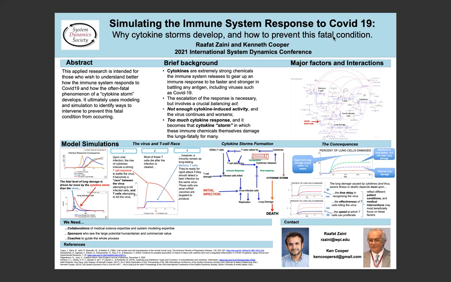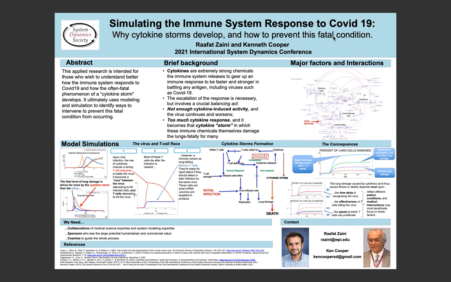So, what are cytokines? Cytokines are strong chemicals the immune system releases to gear up an immune response to be faster and more robust in battling any antigen, including viruses such as COVID-19. The escalation of the response is needed. However, if there are not enough cytokine-induced activities, the virus continues and worsens. Too much cytokine response, and it becomes a cytokine storm.